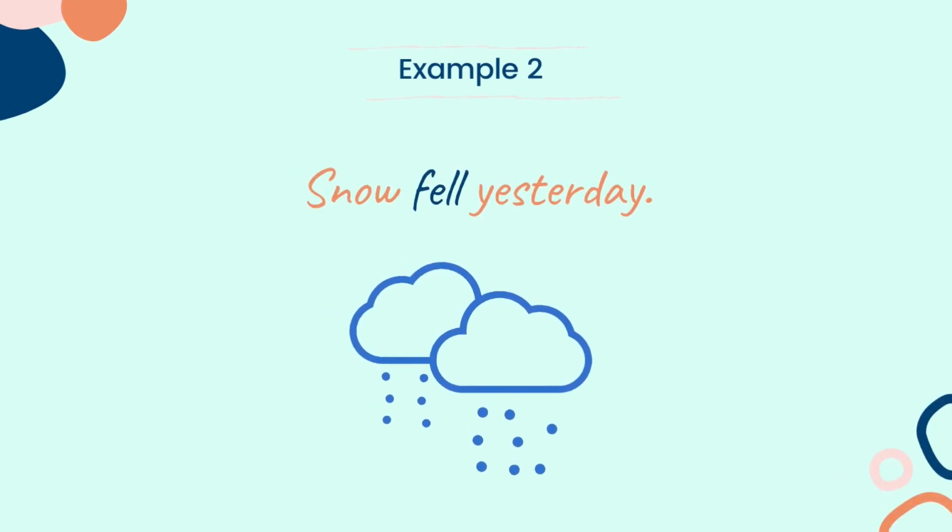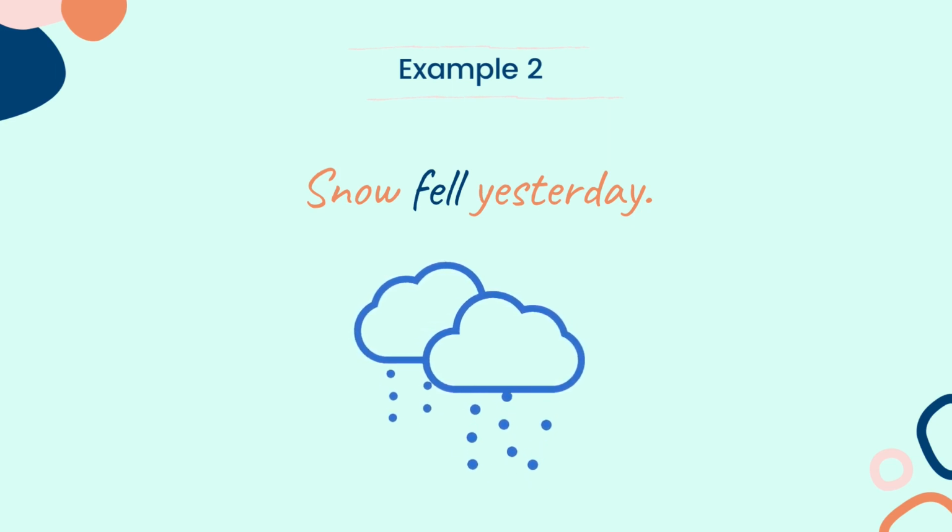Let's look into next examples. Snow fell yesterday. Here, what action did the snow perform? It is falling. But where was the snow falling? Is there any object that you could find here? No, right? So the verb fell is intransitive.